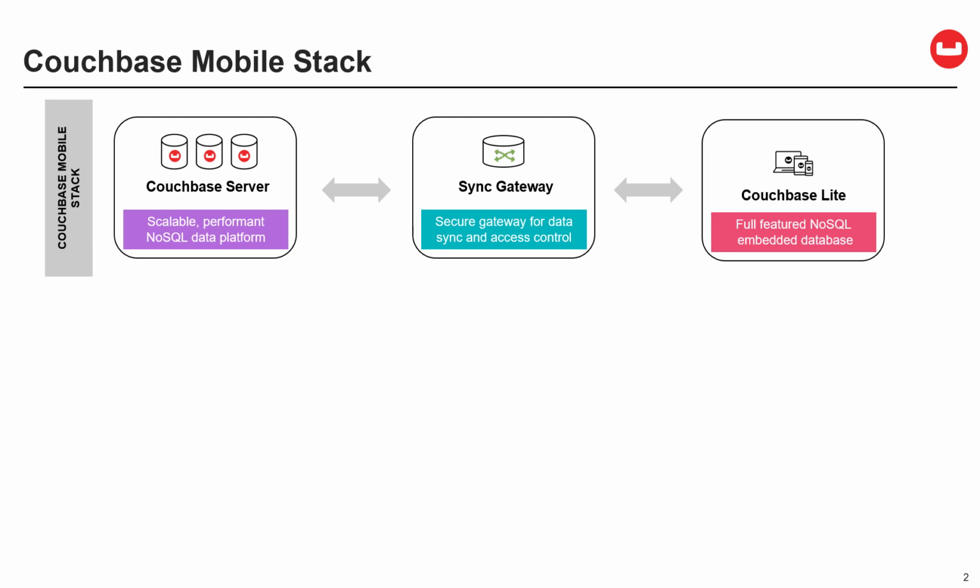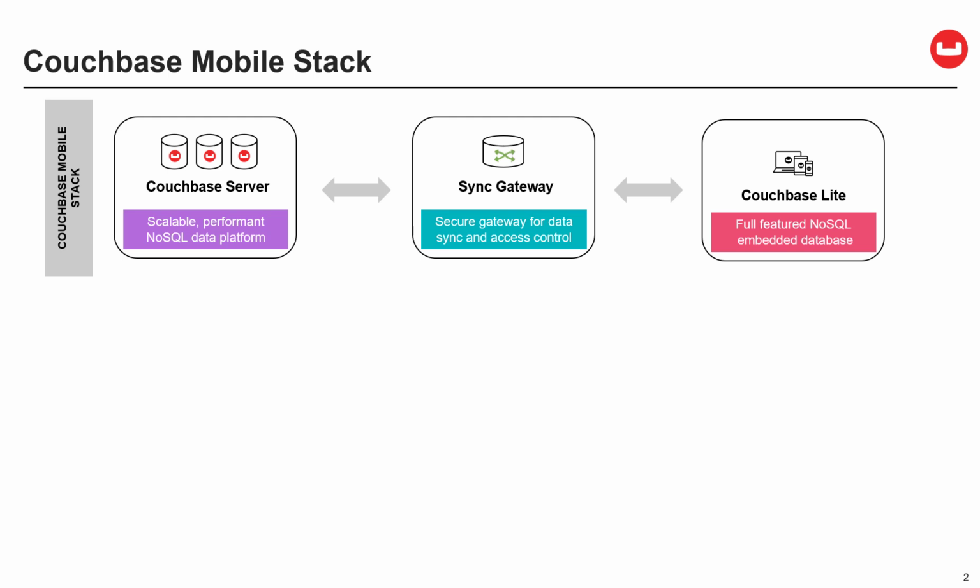On the left, we have Couchbase Server, which is our flagship modern database server with support for SQL, analytics, full-text search, and eventing. Then on the right, we have Couchbase Lite, which is the embeddable version of Couchbase for mobile and custom embedded devices. Sync Gateway sits in between and is responsible for secure data sync, routing, and access control between mobile clients and server tiers.